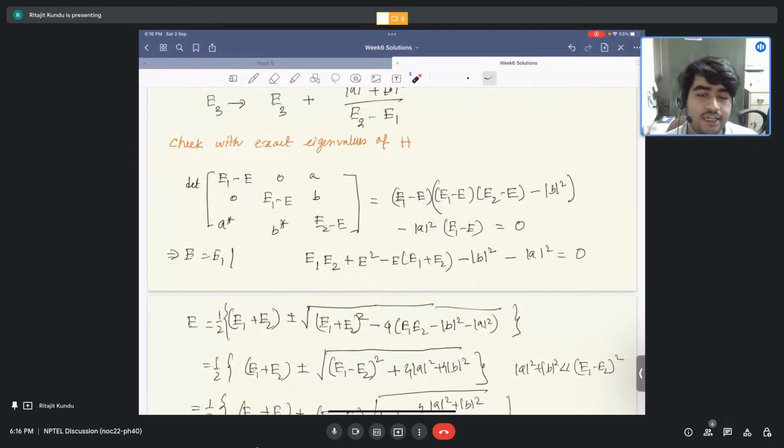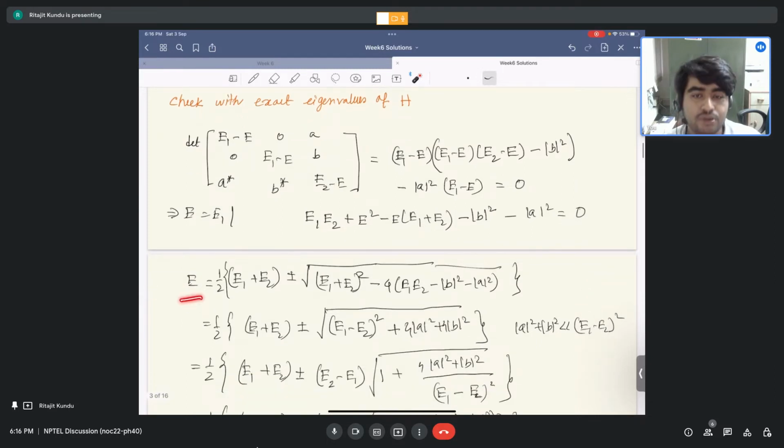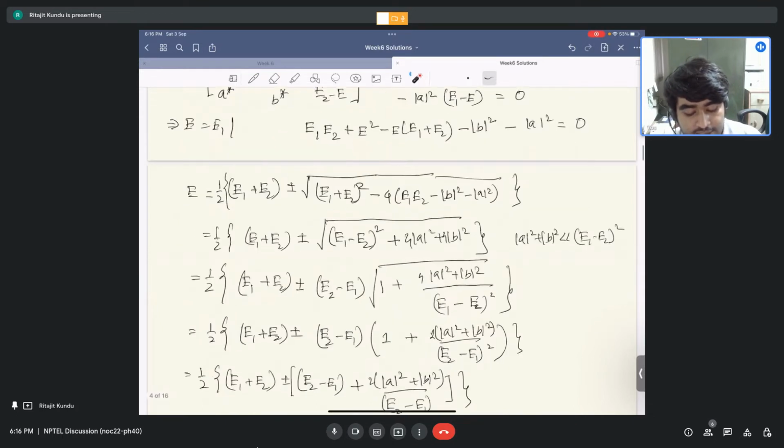You go on and calculate the determinant, and after that you will see that you end up with a second degree polynomial in E. One of the factors, this E1 minus E, gets factored out, and that gives you one of the solutions. So one solution is E equal to E1, and then I have this quadratic equation for which I can use the quadratic roots formula.